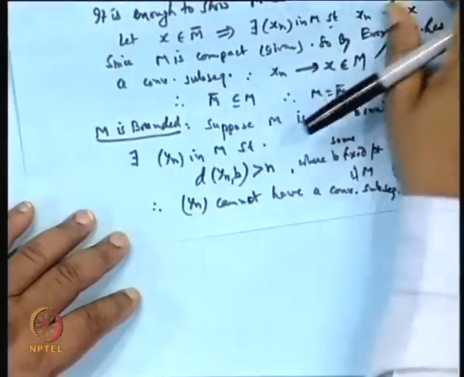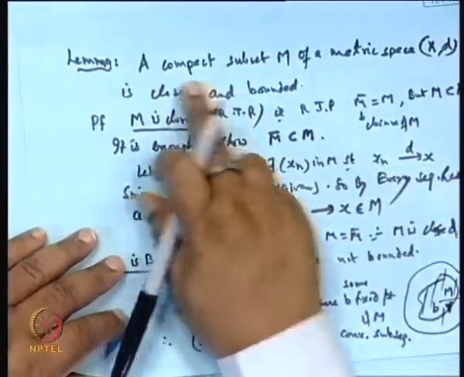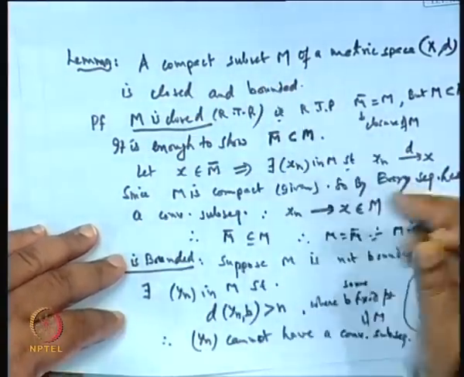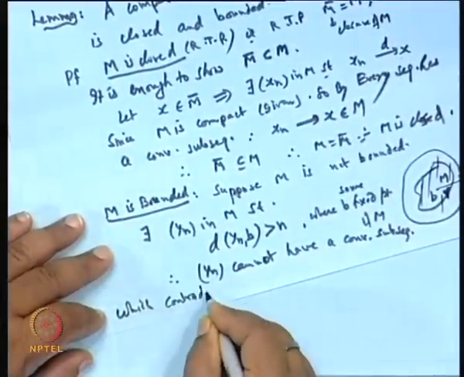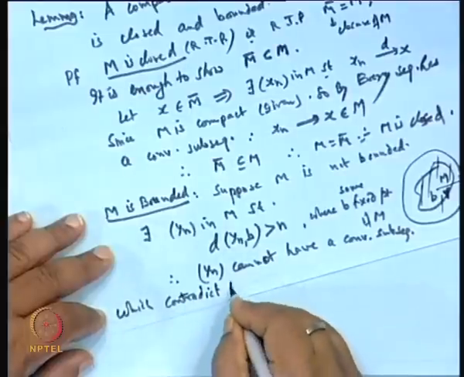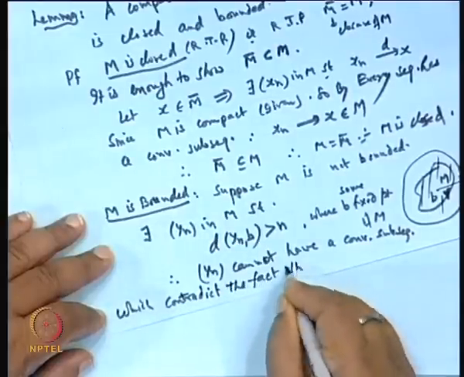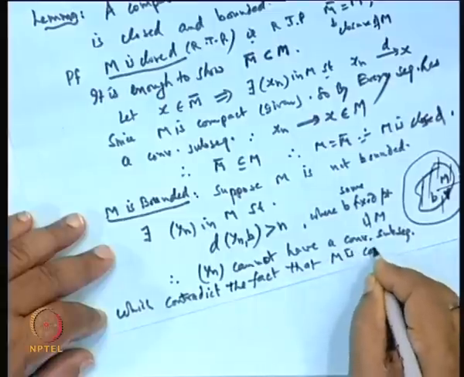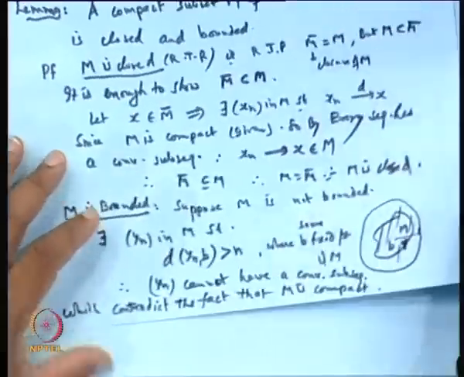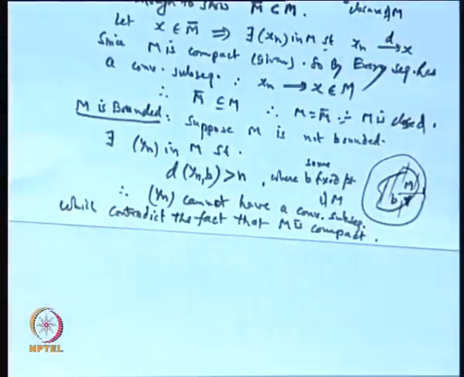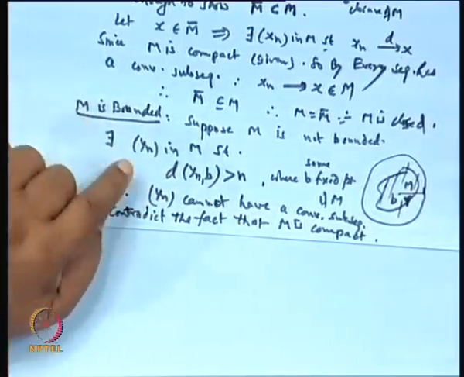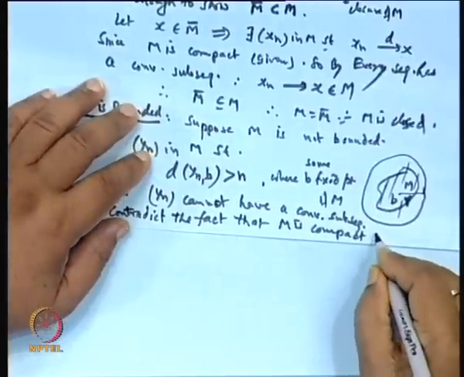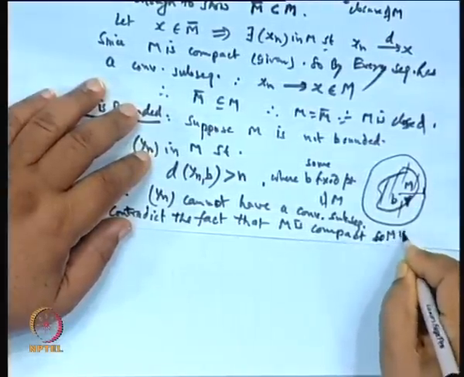This contradicts the fact that M is compact, because M is given to be compact, and by definition a set is said to be compact if every sequence must have a convergent subsequence. Therefore, our assumption is wrong. The assumption that M is unbounded is not correct. Therefore, M is bounded.